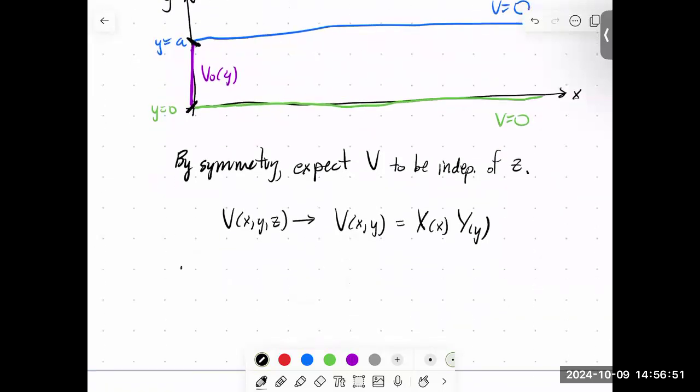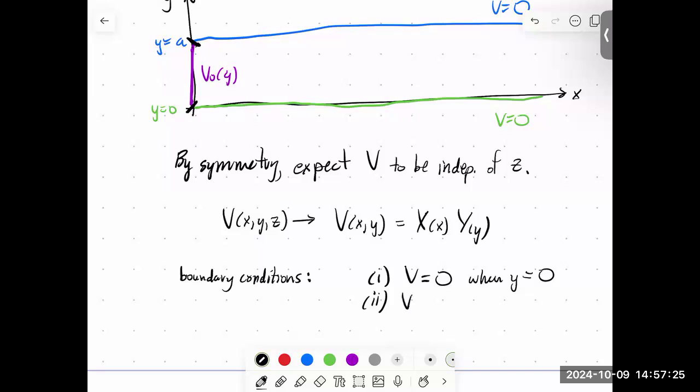Let us write down our boundary conditions. There's going to be a few of them. One, whenever y is equal to 0, we're on the green plane and the potential has to be 0. Okay. Another one is, if we're at y equals a, we're on the blue plane and the potential has to be 0.